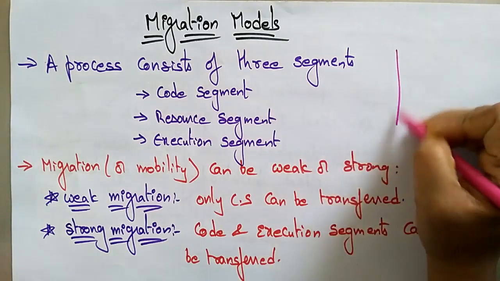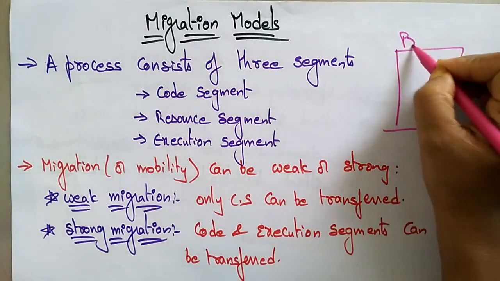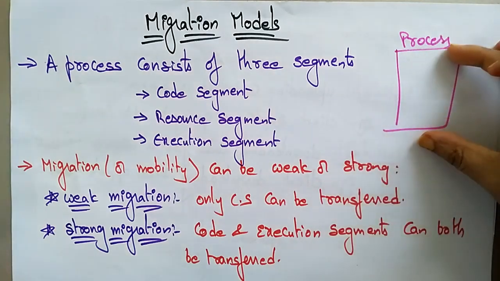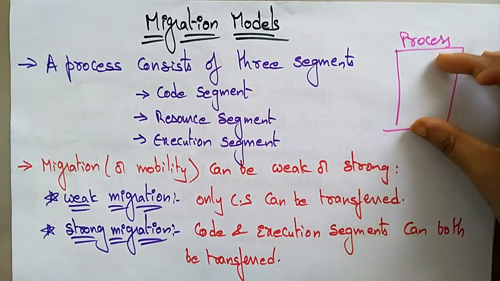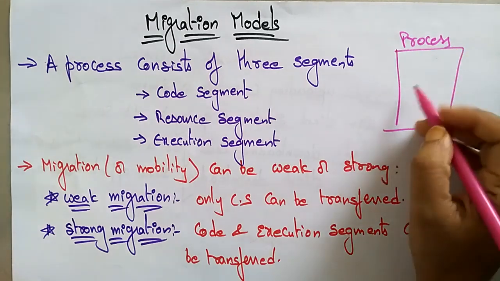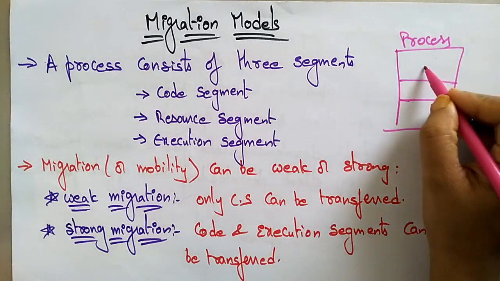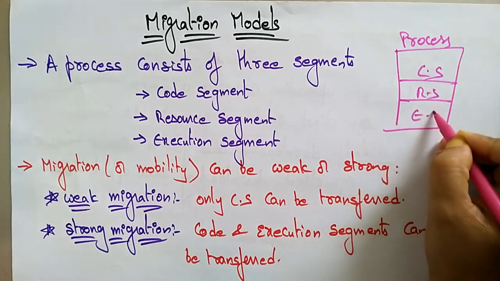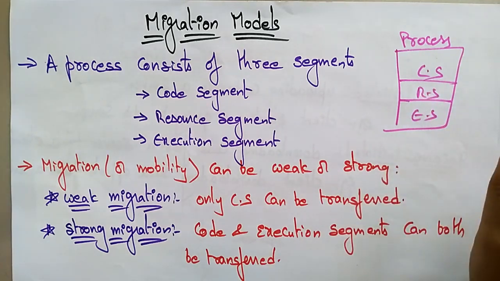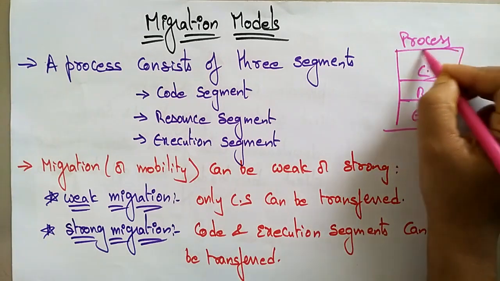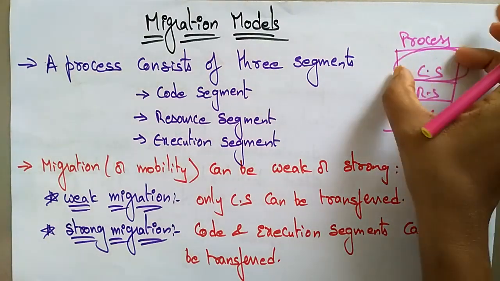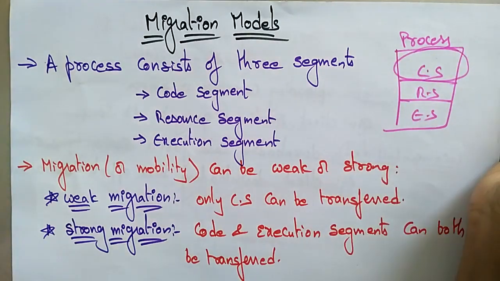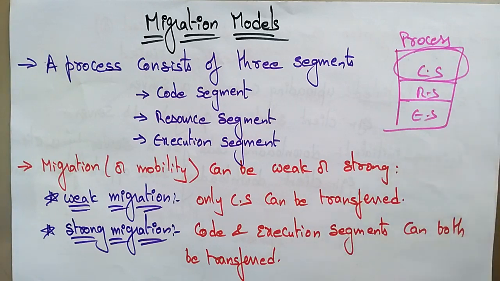A complete process, a program that has to be executed by the processor, is a process. This process is divided into 3 segments: the code segment, the resource segment, and the execution segment. The code segment is the code that has to be migrated. If it has to be migrated, you can migrate the complete code, or you can migrate the process also.